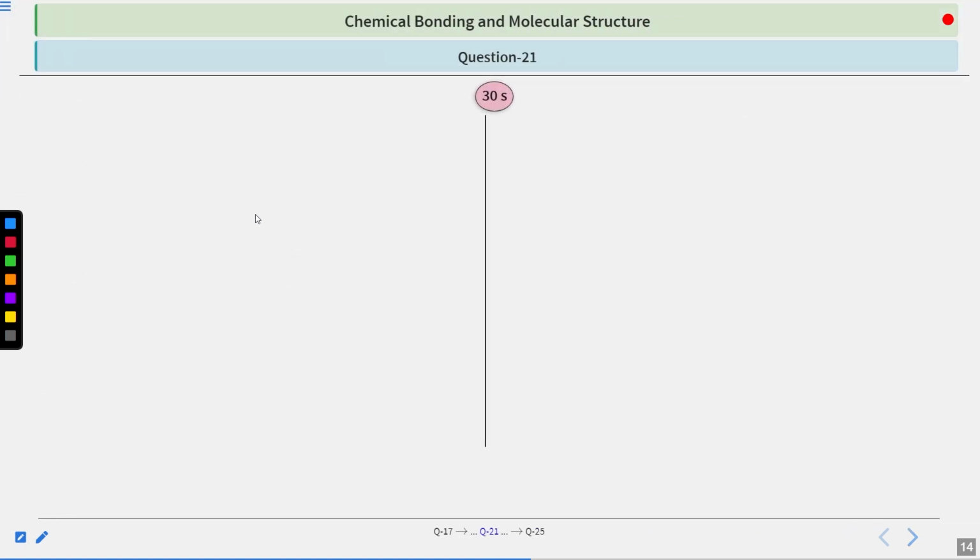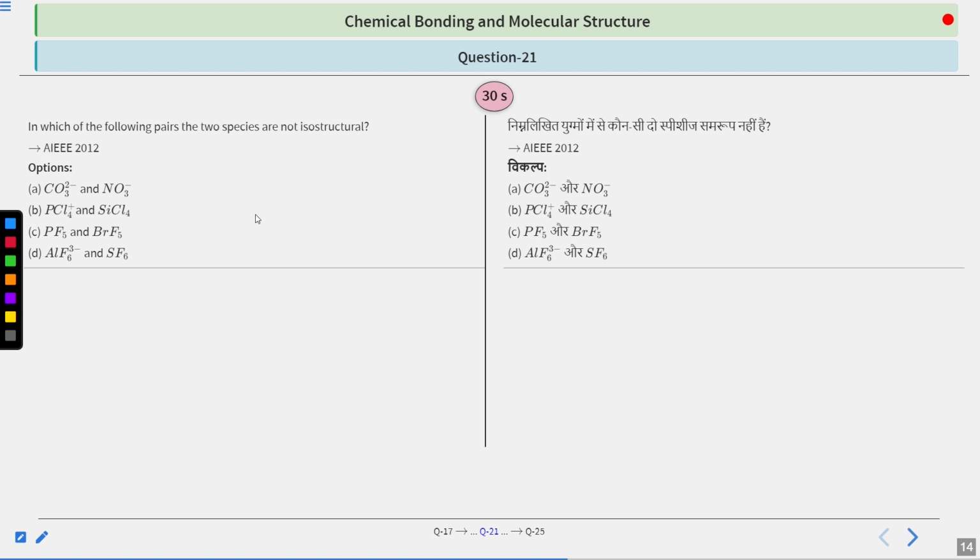Question number 21 says that in which of the following pairs the two species are not isostructural? Options are A CO3 2- and NO3-, B PCl4+ and SiCl4, C PF5 and BrF5, and D AlF6 3- and SF6. So you have 30 seconds to solve this question. Your time starts now.